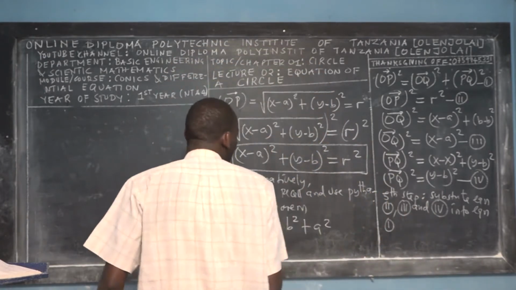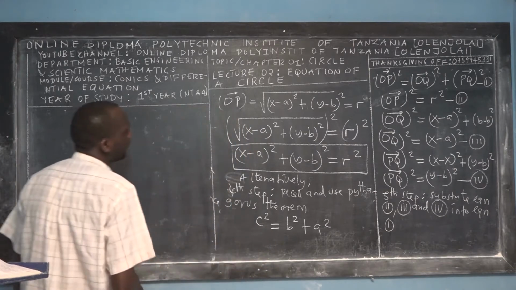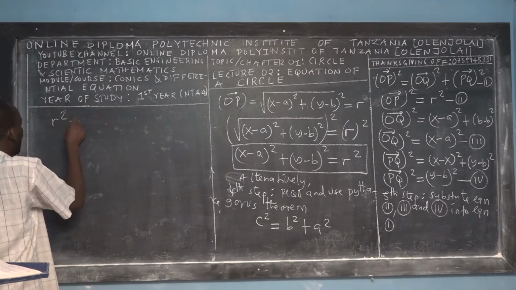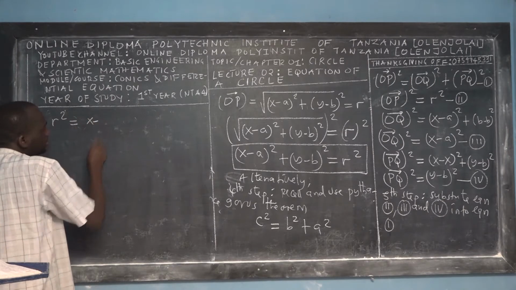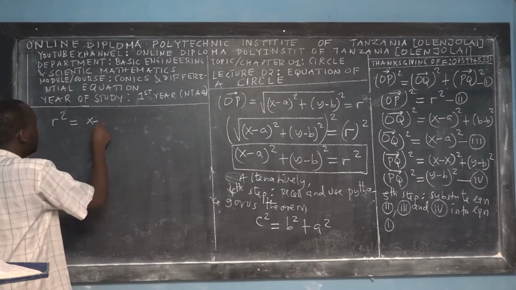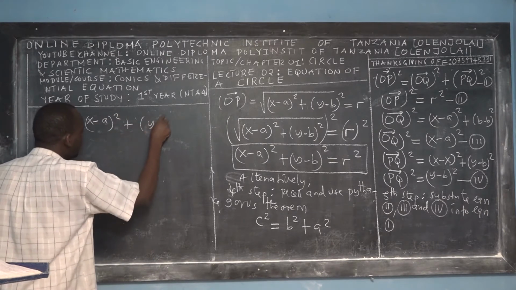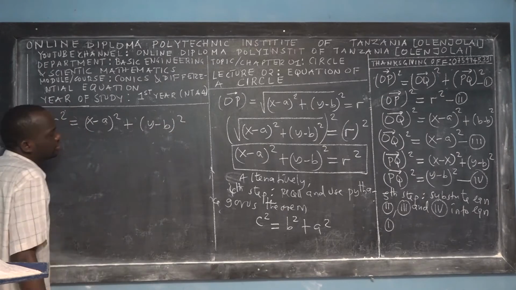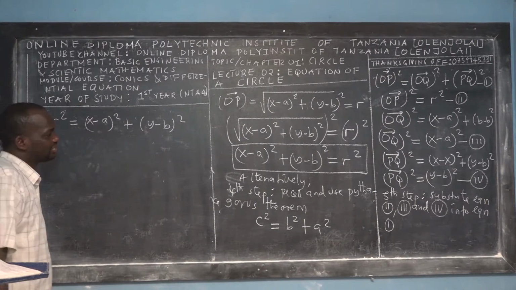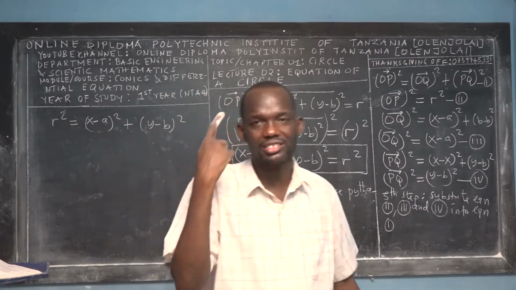Okay, so now after substitution, what do we say? Now where is equation 1? If you want to substitute there, you have r square, then you have OQ, which is what? X minus a square plus y minus b square. So again we get the same equation like the one that we have there. So in two ways of deriving the equation, we get the same equation.